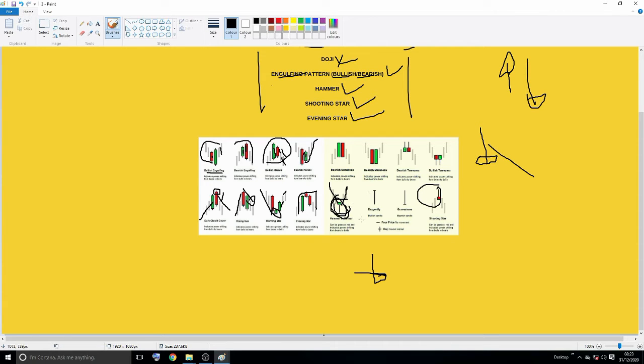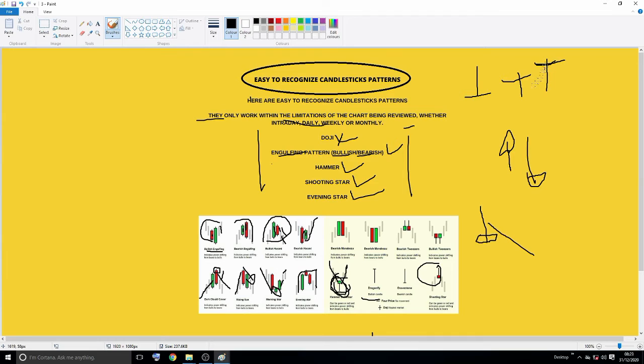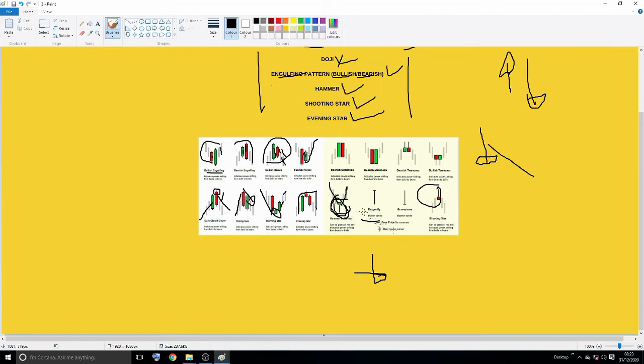And then we have a dragonfly doji. I talked about it here. A dragonfly doji is when the market is coming, and then it shows us this, and then we are looking for it to reverse. We have a gravestone, the exact opposite. The price is coming like this, and then we are expecting it to turn. And then we have this shooting star.